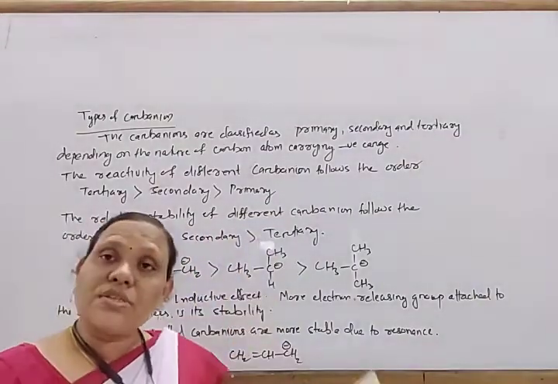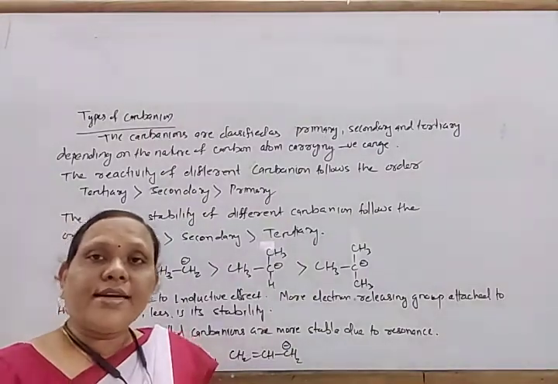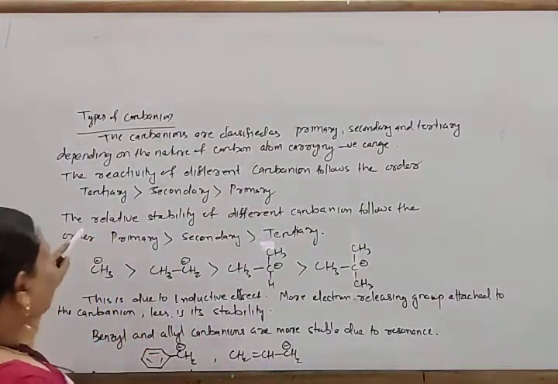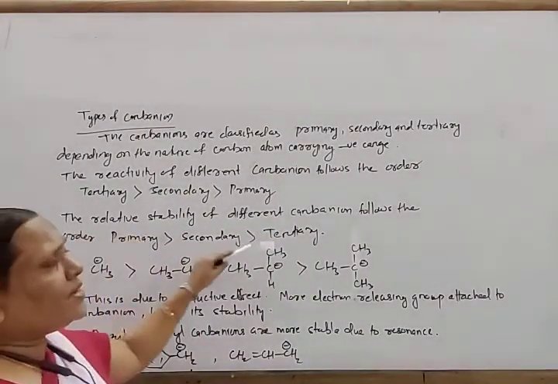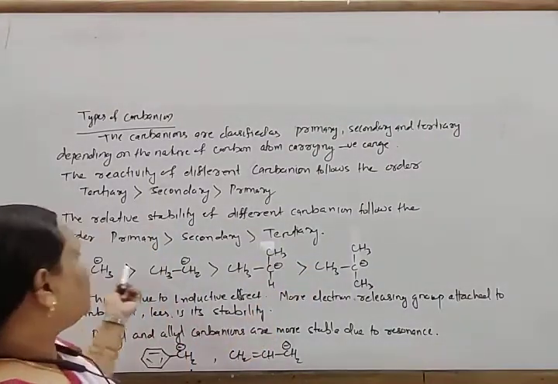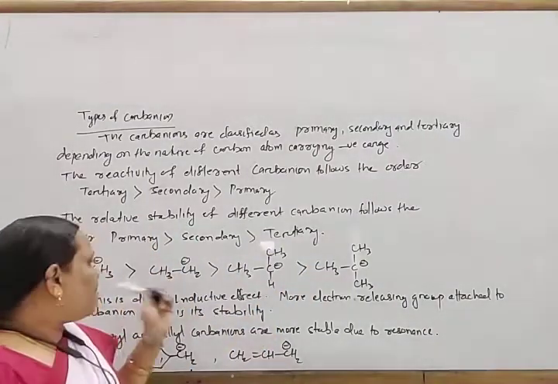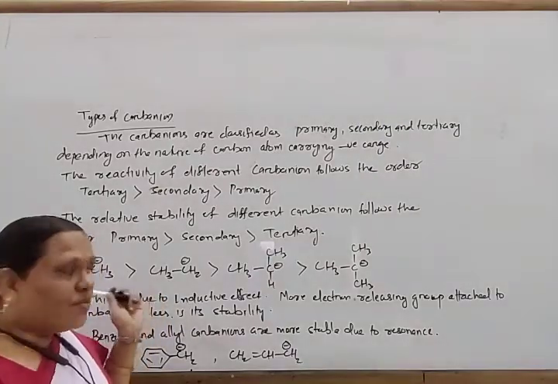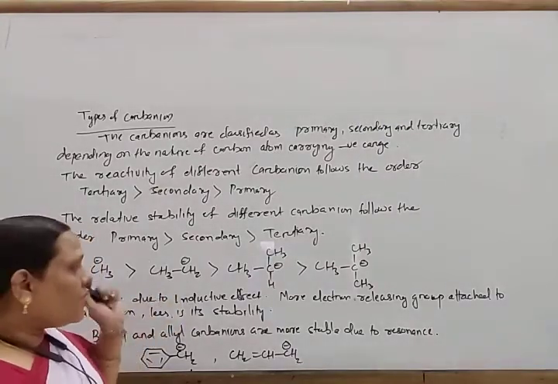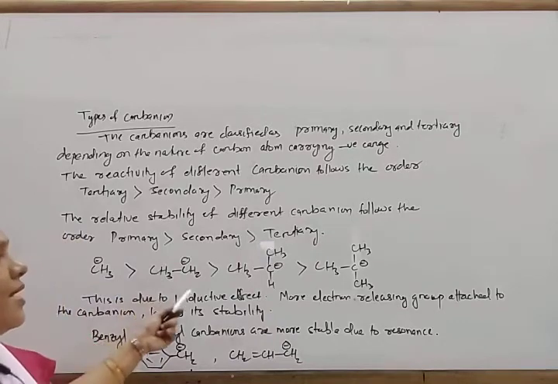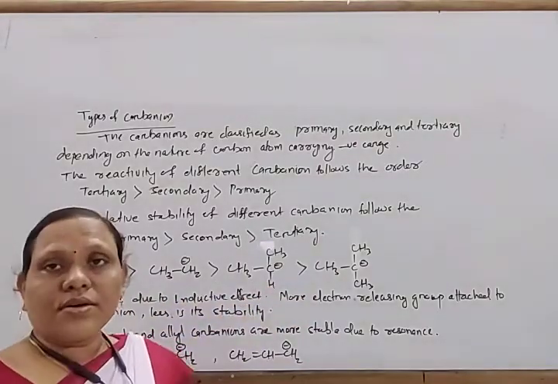That is just the reverse of the free radical and carbocation. The relative stability of different carbanions follows the order primary greater than secondary greater than tertiary. Among the primary, methyl carbanion is more stable and less reactive. Then ethyl, then isopropyl, then tertiary butyl.